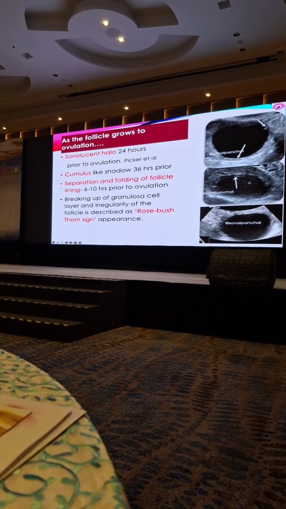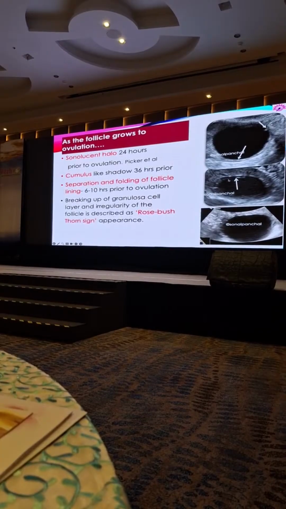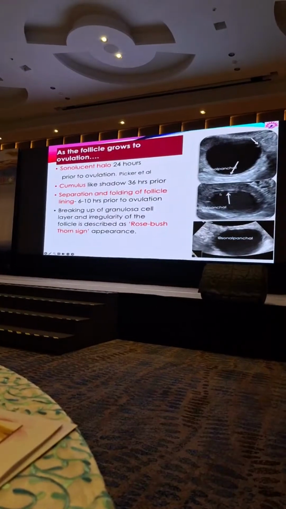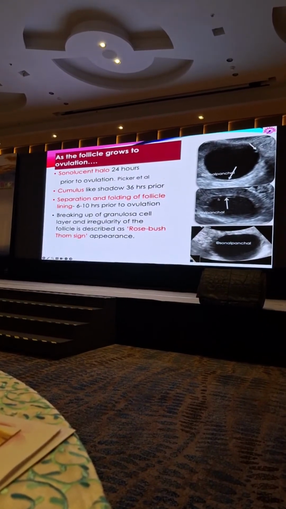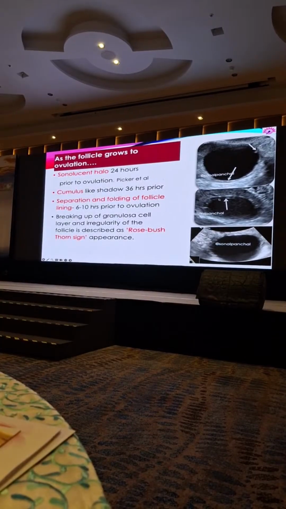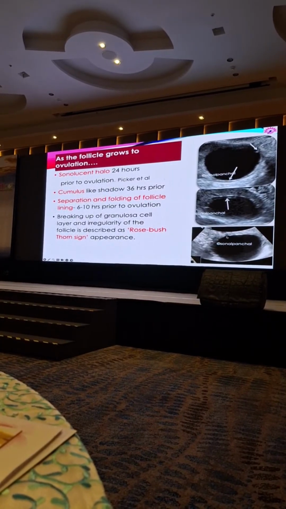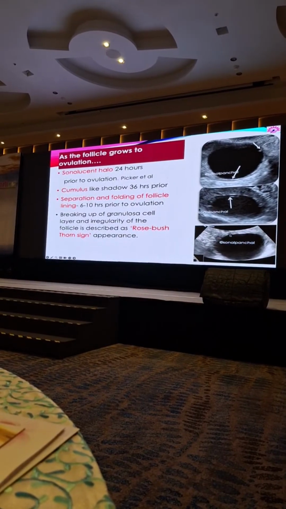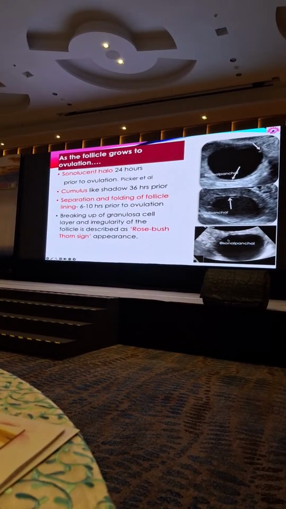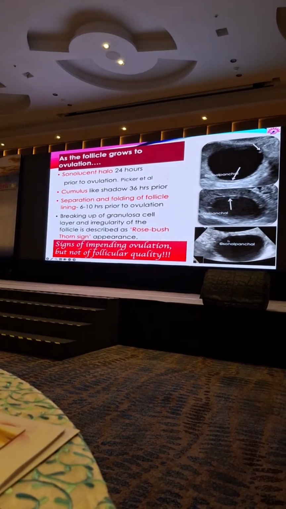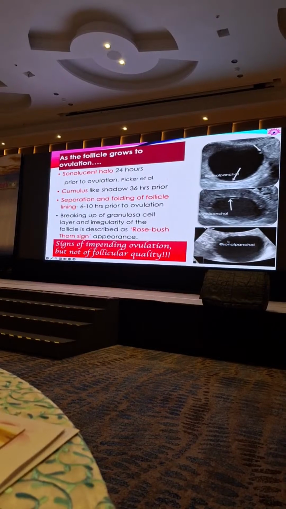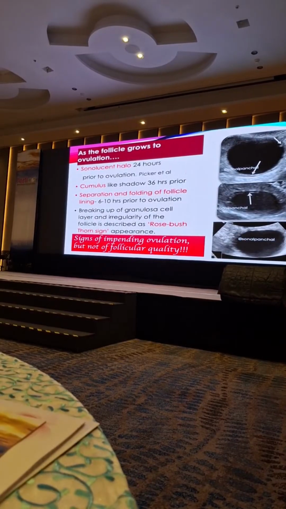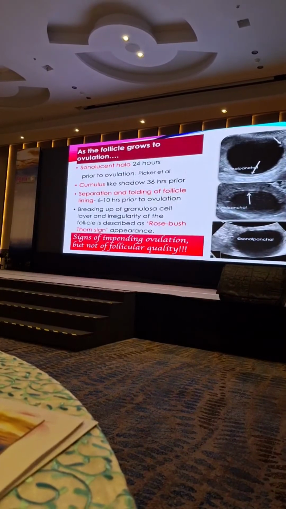Apart from that, you may see separation of the inner layer of the follicle, which is a process just before the cumulus oophorus complex is released inside the follicular fluid, and that is seen about 6 to 10 hours before ovulation. And around the same time, you may also see the breaking up of the granulosa cell layer as a niche-like shadow break in the follicular wall, which is called the rose bush concept, which means that we get certain signs in the follicles which tell us, okay, now the ovulation is going to occur. 24 to 36 hours before, 6 to 10 hours before, and so on.